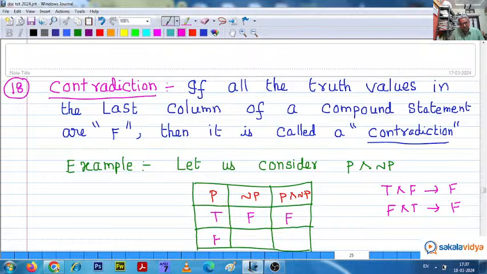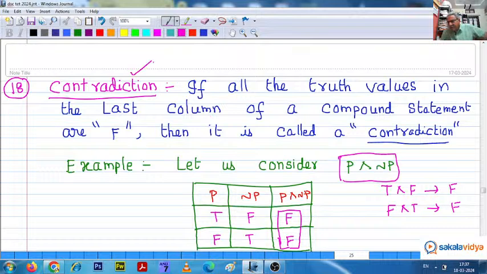For example, if P is false, negation of P is true. False and true is false. So if you observe the last column of this table, always they are false, F only. So this is the example for contradiction.